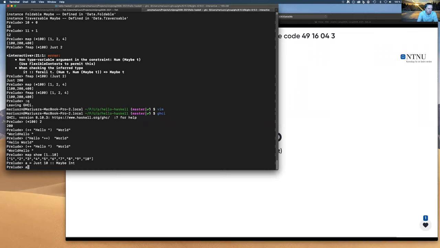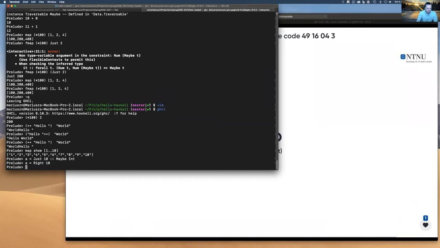So Either: if I say my a is Right 10, I have a left and a right value, and the left and right values can be of different types. I can force it to be Either. Then the right value becomes some sort of number. I didn't specify what type of number it is, so it will be polymorphic. Haskell could treat it as a float, an Int, or an Integer, but I can specify it more concretely.